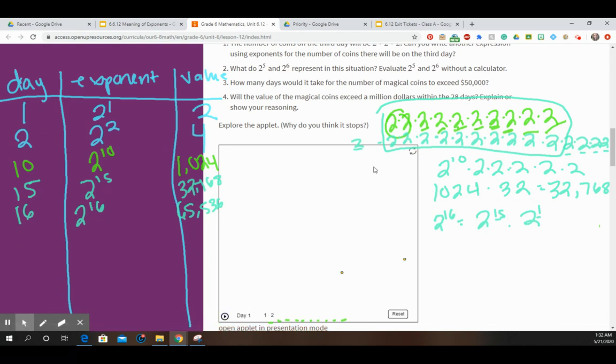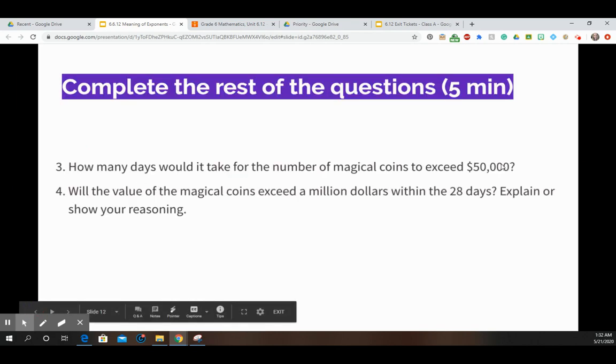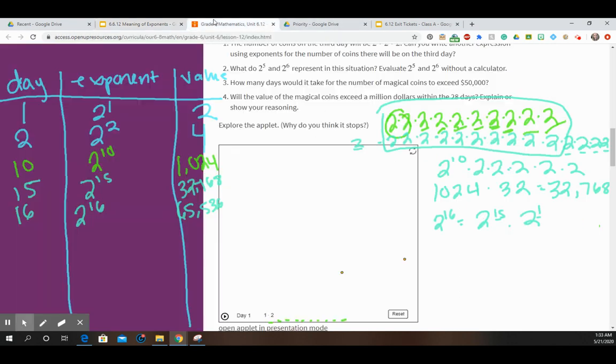Stop at day 16. So this is where we got to. All right, so did we pass, let me go back, did we pass 50,000? Yeah, we did. It didn't even take the whole 28 days, right? So how many days did it take for it to pass 50,000? It would take 16 days. All right, will the value of the magical coins exceed $1 million? What do you think? Well, we can figure it out.